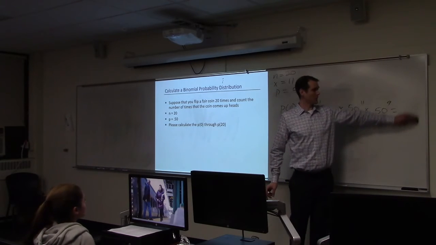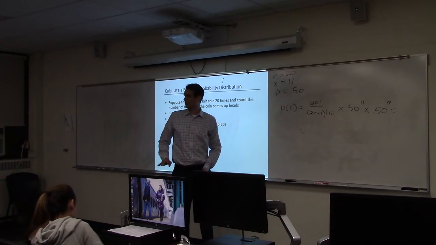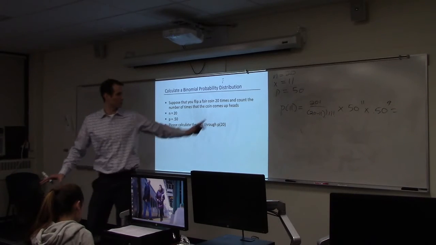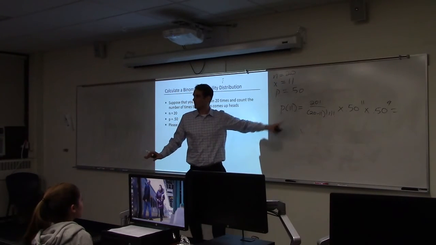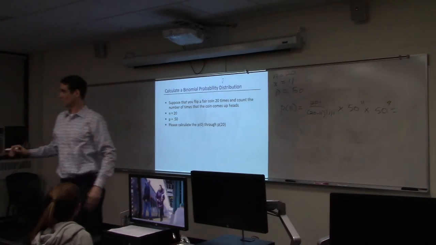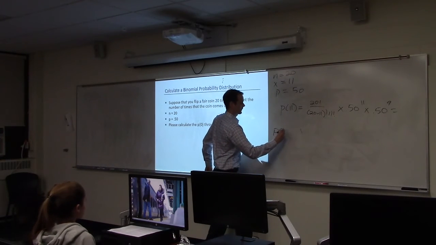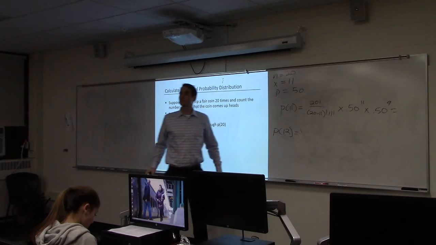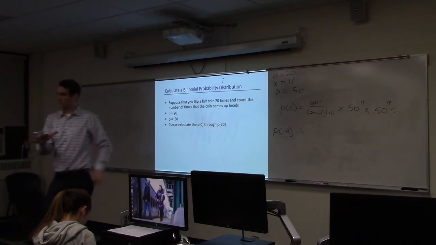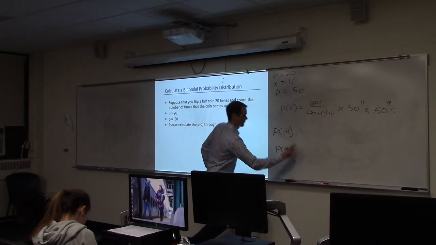Alright, so maybe I'll assign someone to do this one and actually get an answer. Could you four in the front row do the probability of 11? Could you three in the back do 12, the probability of 12 coin flips coming up heads? And could you three do 9, the probability of 9?